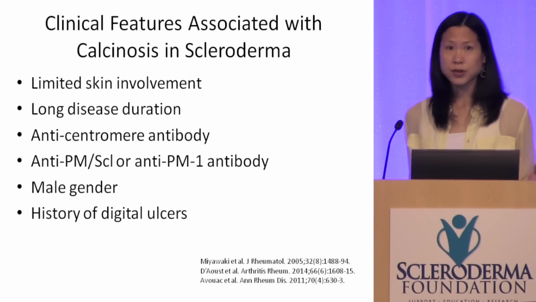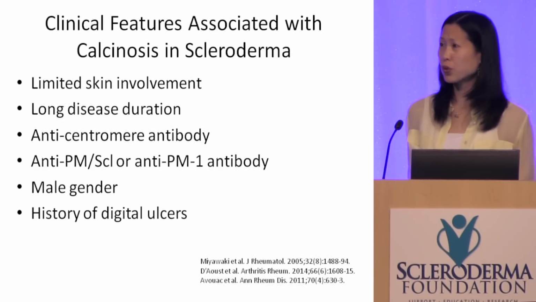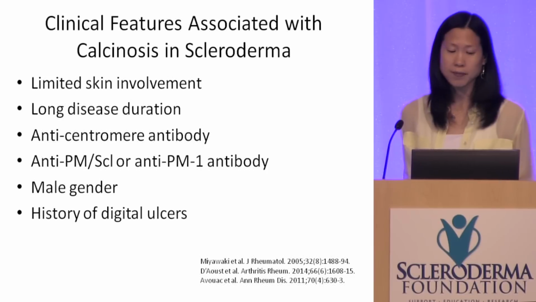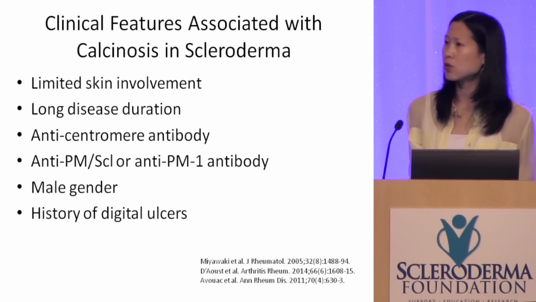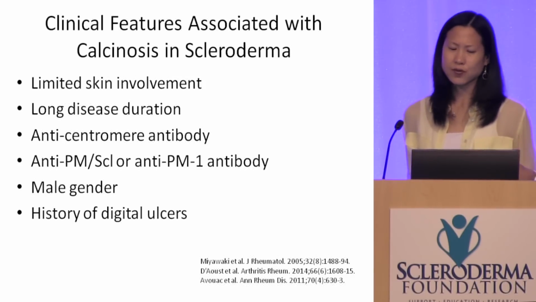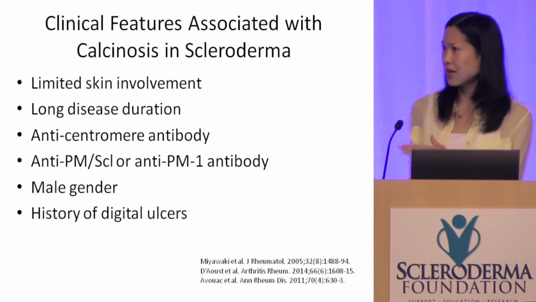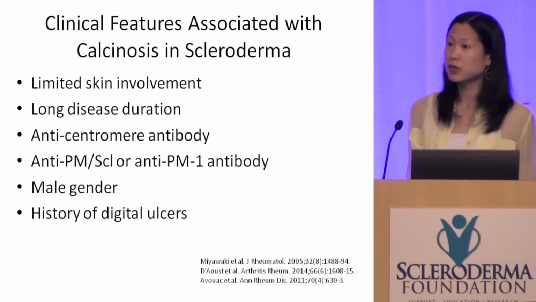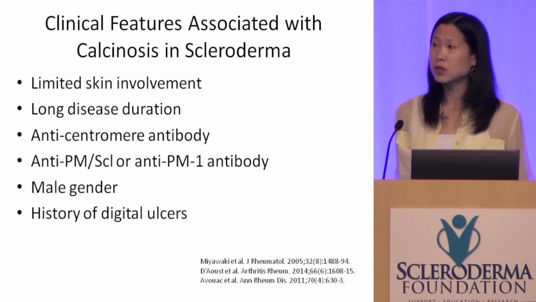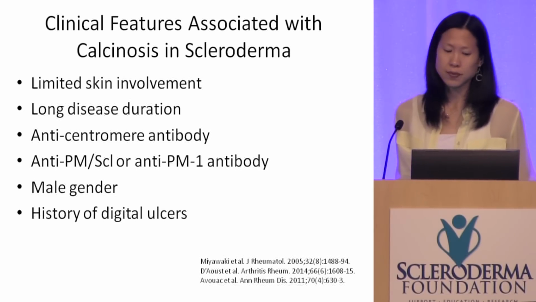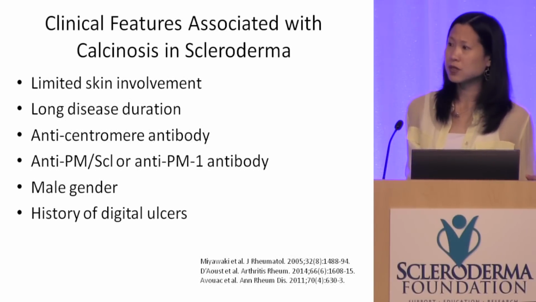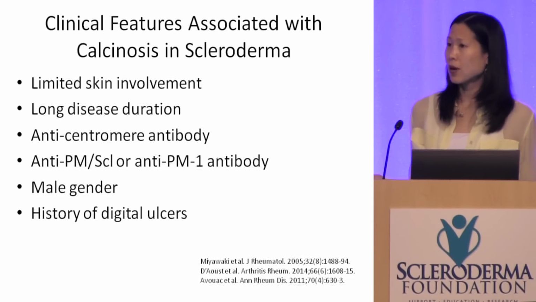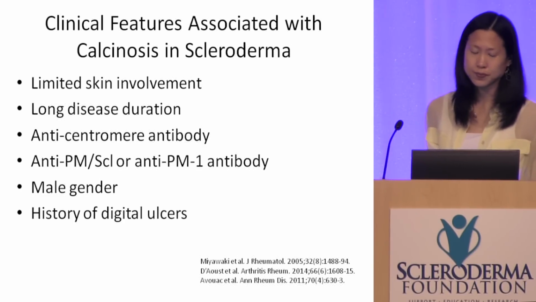And those are the anti-centromere antibody, which is pretty common. About a quarter of patients can have the anti-centromere antibody. And also the anti-PMSCL or the anti-PM1 antibody. There are two different names for this antibody. This antibody stands for anti-polymyositis/scleroderma. And so these patients are often at increased risk for developing inflammatory muscle disease as well as calcinosis. It's only present in about 5% of scleroderma patients, but definitely if you have this antibody, you should be looking out for muscle inflammation as well as calcinosis in the future.